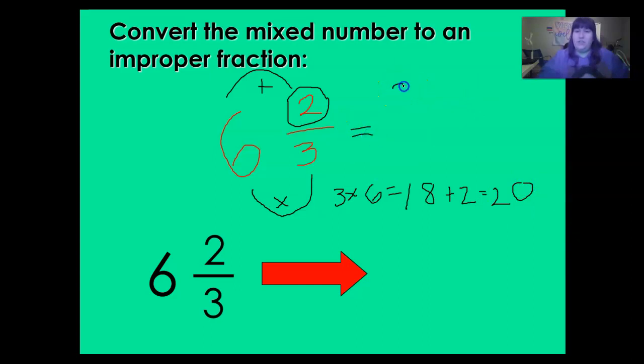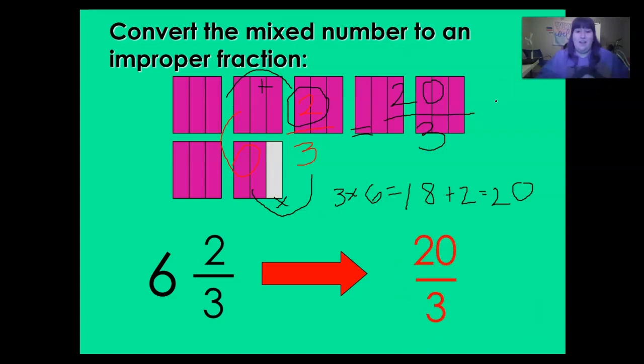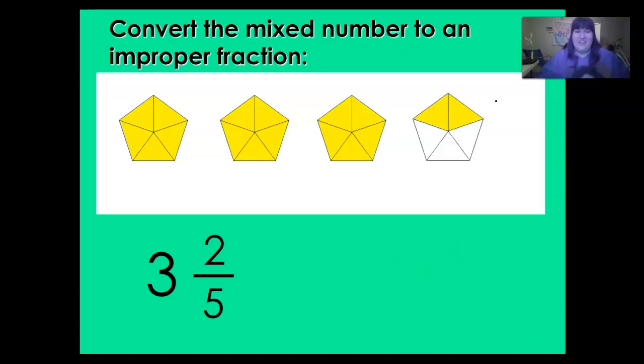6 2/3 equals 20 over what? What's our denominator? Our denominator doesn't change. It was 3 before, so it's 3 now. 6 2/3 equals 20/3. Let's see. 20/3. All right, let's do one more. 3 2/5. We want to turn that into an improper fraction. Use this image to help you if you need to. We have 3 2/5.